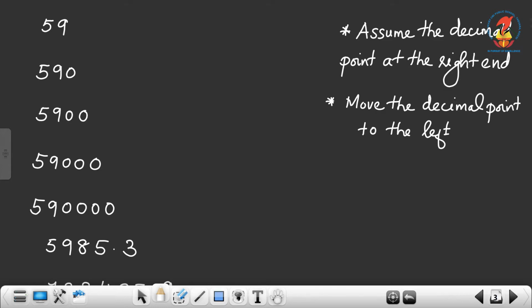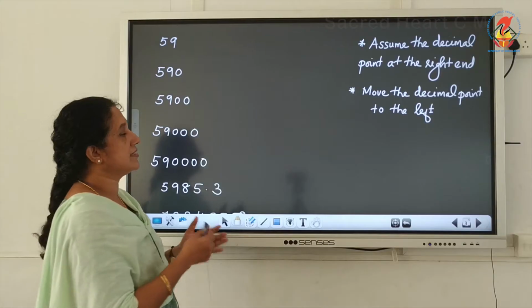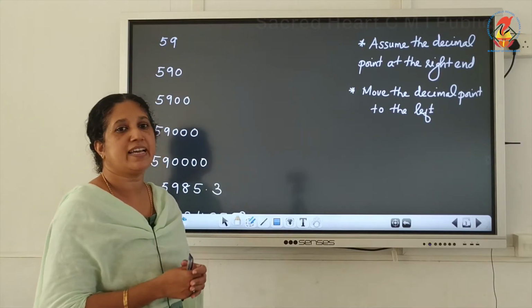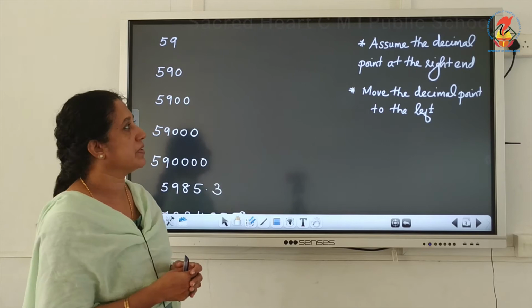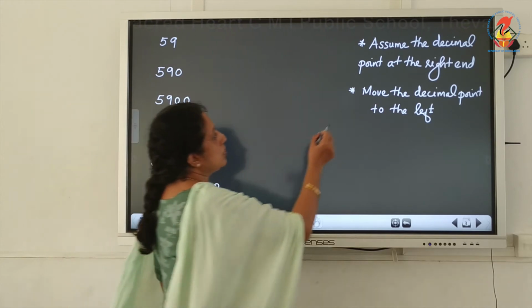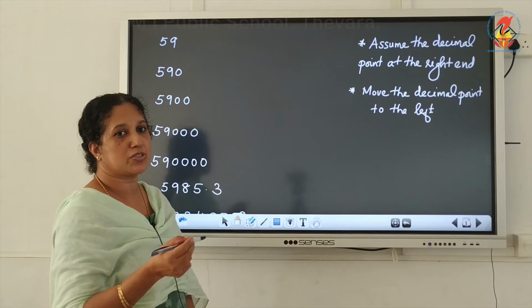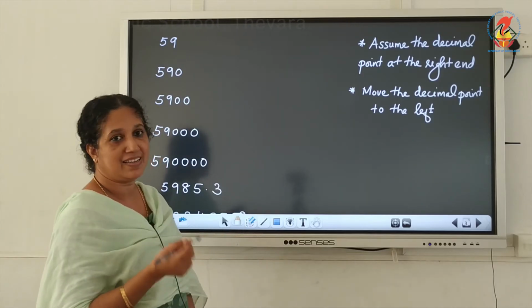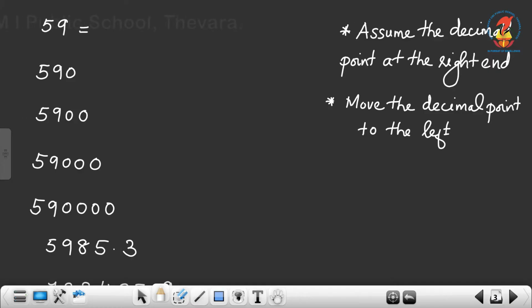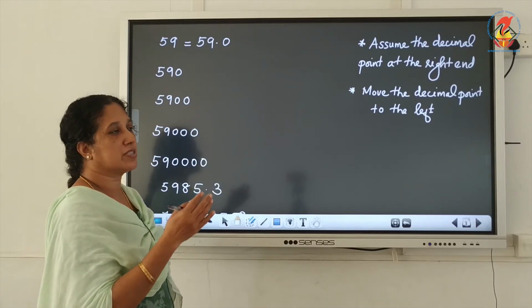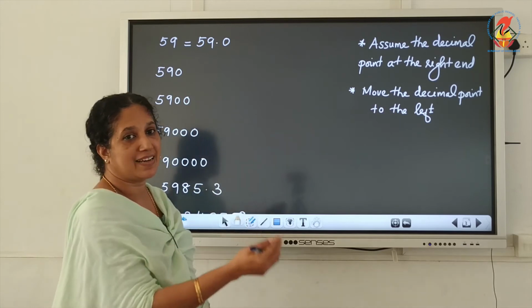Now I will start with a smaller number onwards. Now 59. We have to write it in the standard form. 59 is not written in the standard form. So how can we write 59 in the standard form? The first step: assume the decimal point at the right end. So we can take 59 as 59.0. We have to assume that the decimal point is at the right end.